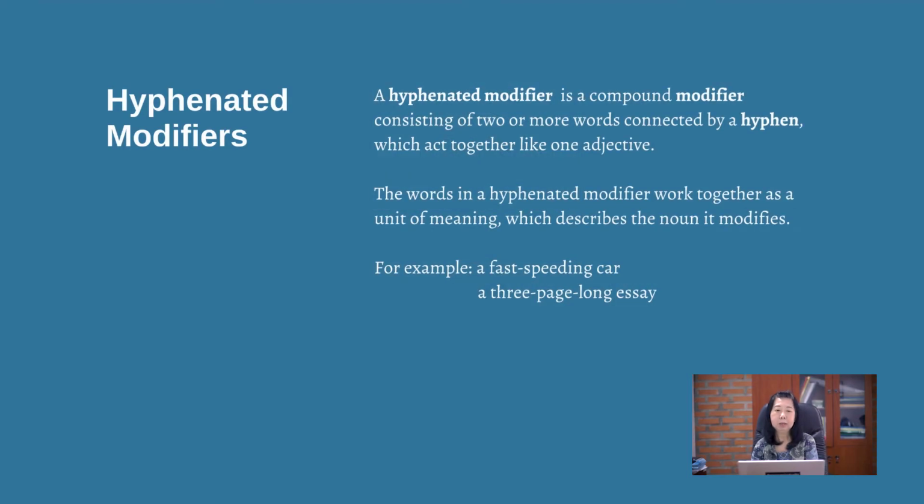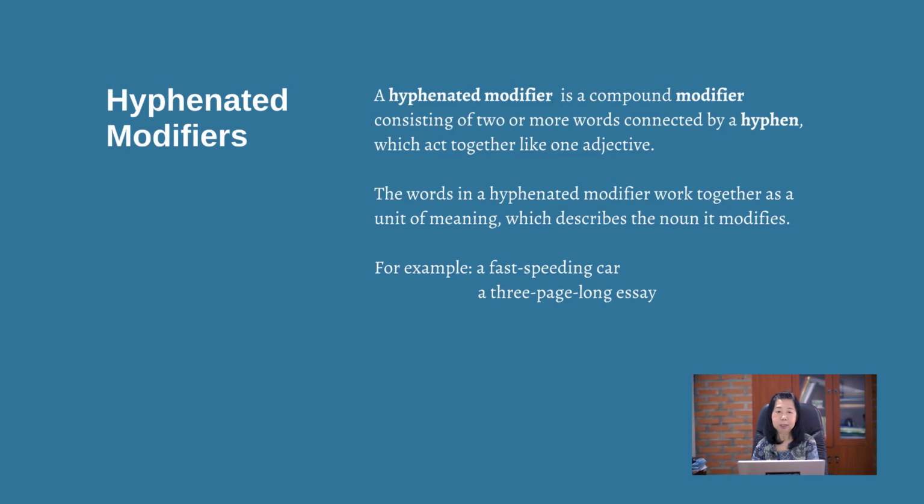Okay, now let's go on. What is meant by a hyphenated modifier? A hyphenated modifier is a compound modifier consisting of 2 or more words connected by a hyphen which act together like one adjective.